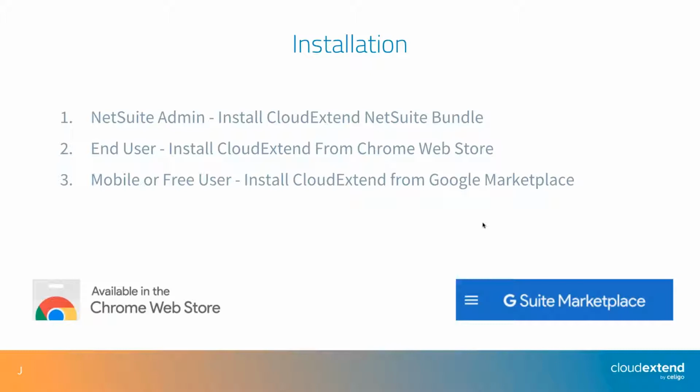So if you go to the Chrome store, search Celigo or CloudExtend, our app will pop right up and you can click add. Once it's added, you can start using the Gmail component right away. Also, I actually send out a welcome email to every new end user with recommended settings and how to get started. So installation is very straightforward, and we can have you up and running in less than 30 minutes.